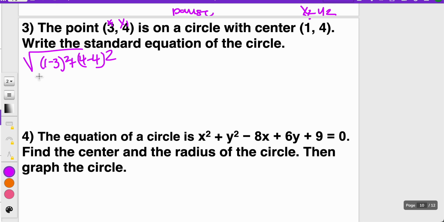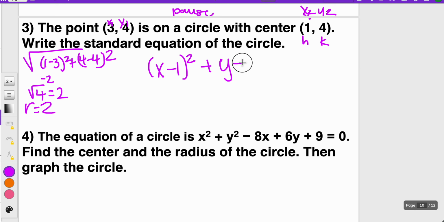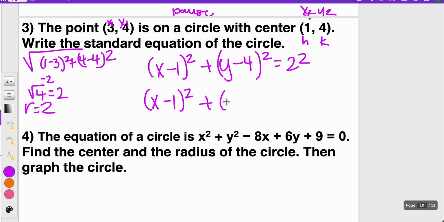1 minus 3 is negative 2. Negative 2 squared is 4. And then 4 minus 4 is just 0. So my radius is equal to 2, because that is my distance from the edge of a circle to the center. So now I'm going to take the center, here's my h, here's my k, and write that in my equation form. So I'm going to have x minus 1 squared plus y minus 4 squared is equal to 2 squared. So that simplifies to x minus 1 squared plus y minus 4 squared equals 4. Okay?